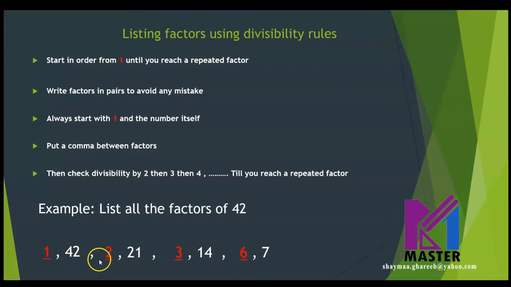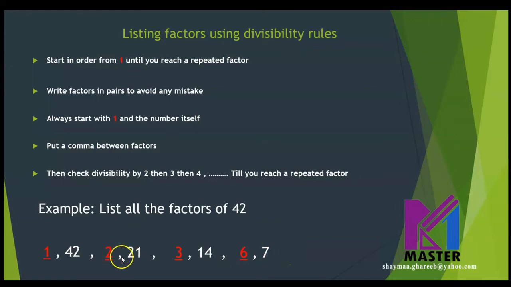Now, I'm done with the 1, with the 2, with the 3, and with the 6. What comes after 6? 7. Is 42 divisible by 7? Yes, 7 times 6, and I already wrote it here. And this is what I mean by till you reach a repeated factor. Now the factors will start to be repeated, which means no more factors and you have to stop here. So now I listed all the factors of 42 as 1, 42, 2, 21, 3, 14, 6, and 7.